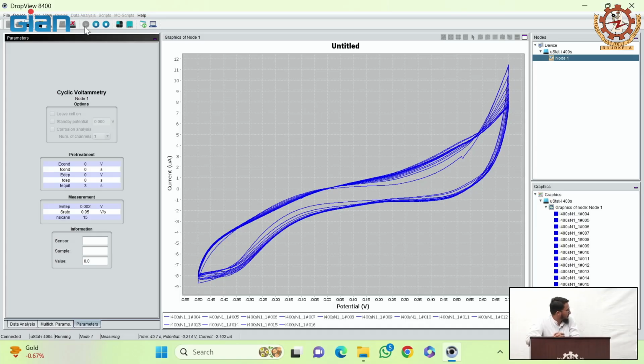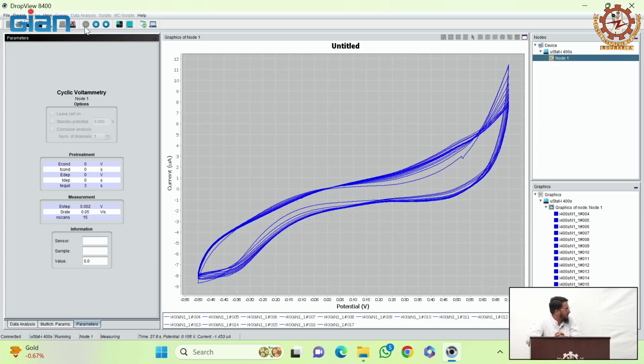So, one more thing to note here as well is, the CV curves are more or less overlapping, but they will overlap in such a way that the area under the curve will reduce gradually. So, as electropolymerization is taking place, as the surface is being coated, the area under the curve will get less.